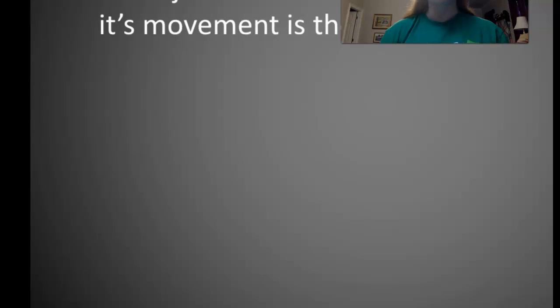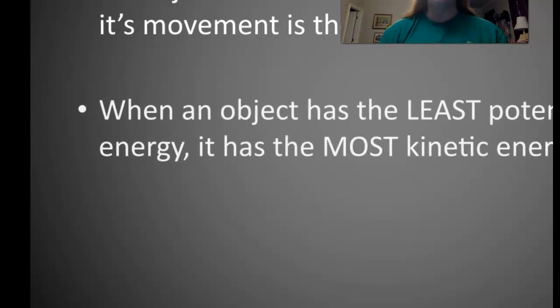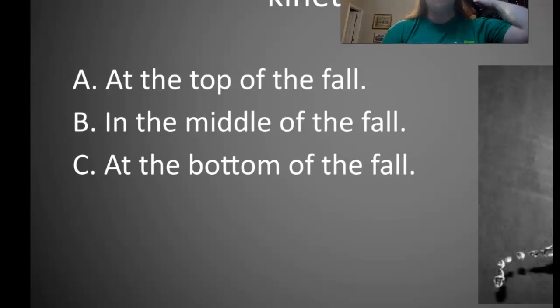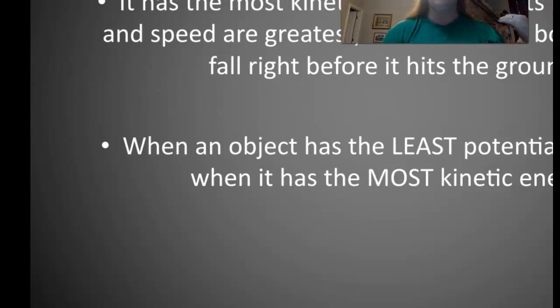An object has the most kinetic energy when its movement is the greatest. When an object has the least potential energy, it has the most kinetic energy. A water bottle is knocked off of a desk. When does the bottle have the most kinetic energy? At the top of the fall? In the middle of the fall? At the bottom of the fall? At the bottom of the fall. It has the most kinetic energy when its movement and speed are greatest, which is at the bottom of the fall, right before it hits the ground. When an object has the least potential energy is when it has the most kinetic energy.